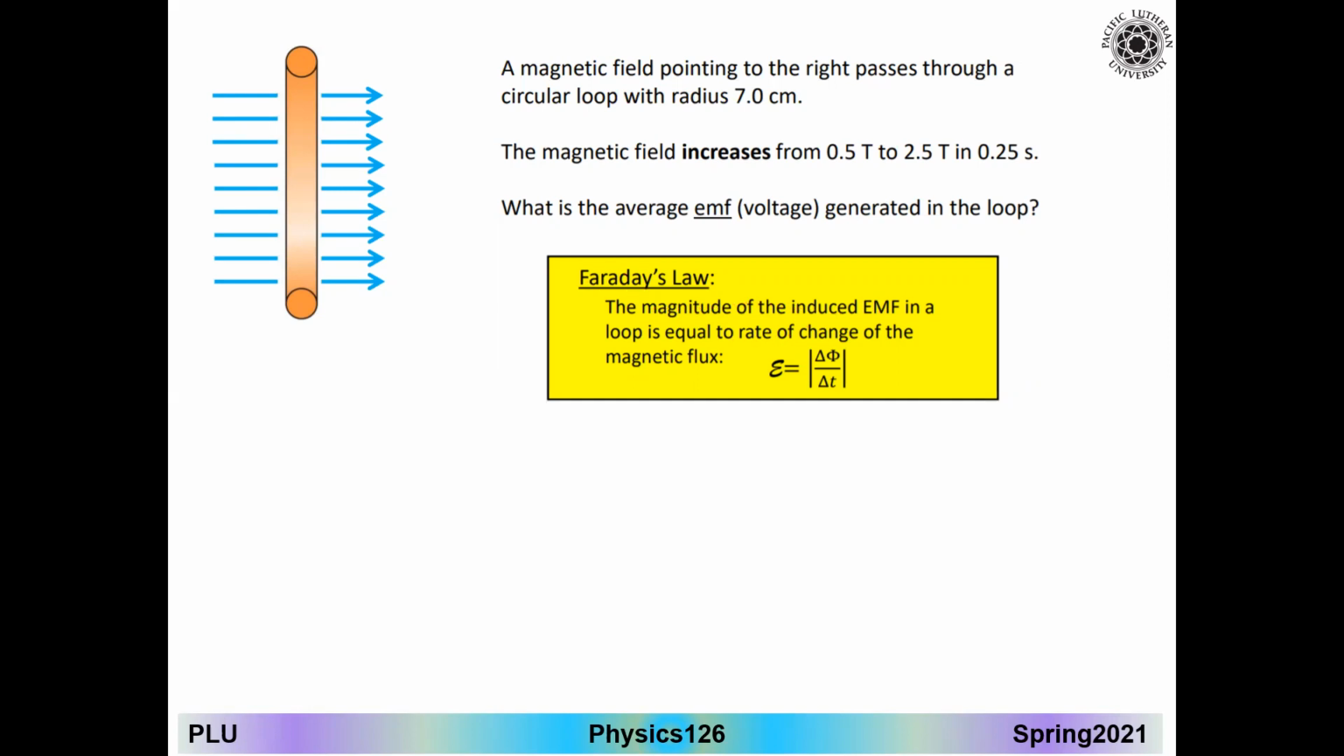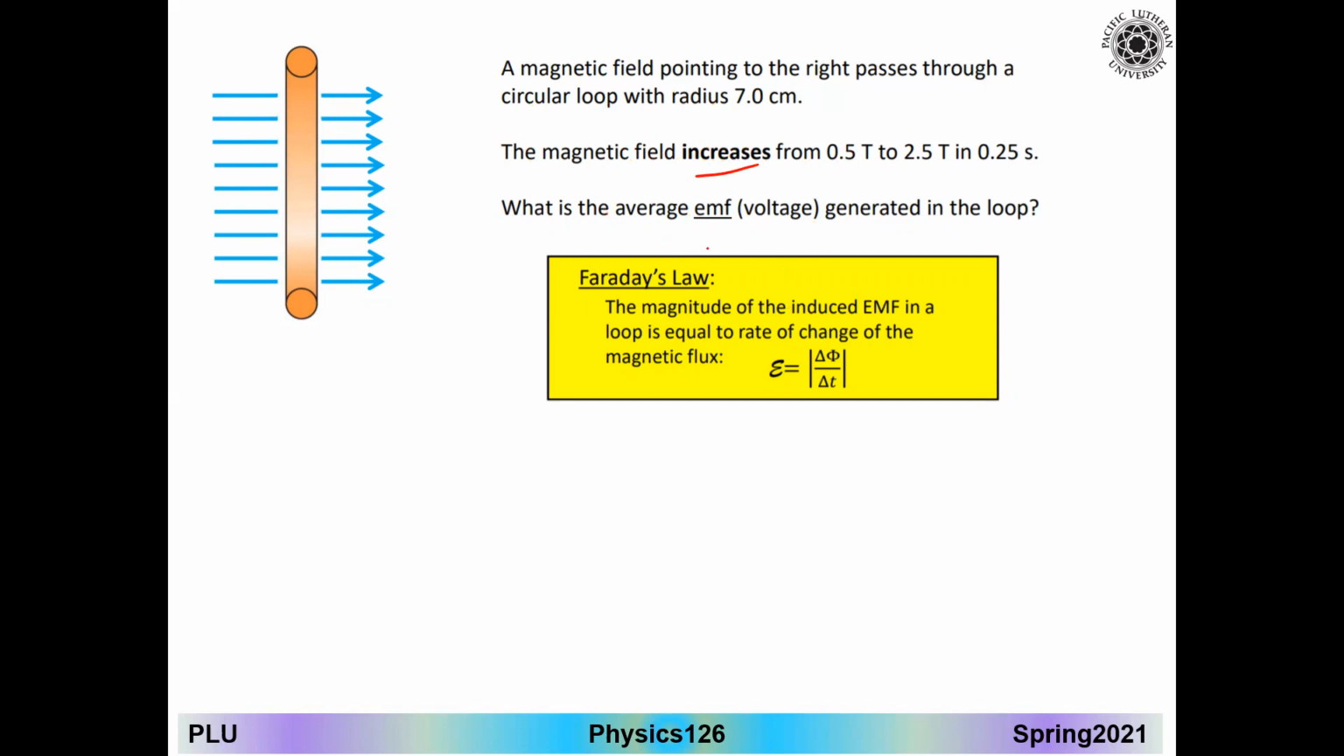Let's see some examples. Let's start with the first example. We have a magnetic field going to the right, passing through a circular loop with a radius of 7 centimeters. The magnetic field increases from 0.5 Tesla to 2.5 Tesla in 0.25 seconds. We want to find the average induced EMF.